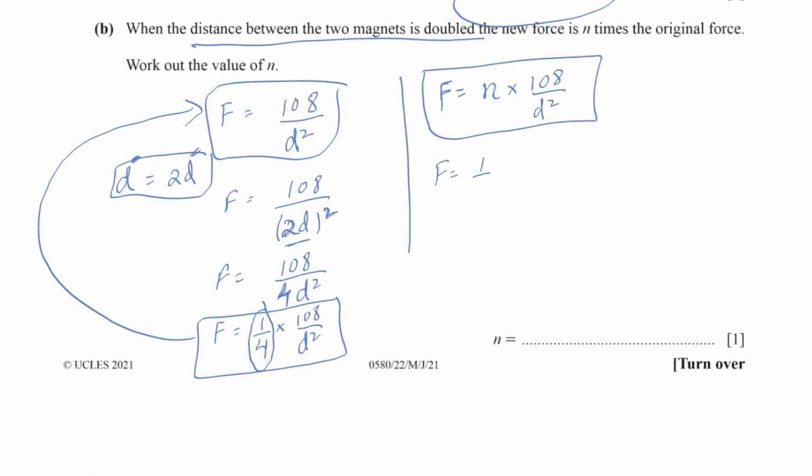F equals 1 by 4 times 108 by d square. So this is the value of n, right? The new force is 1 by 4 times the previous one. So n is 1 by 4, or we can also write it as 0.25. I hope you understand this. Let's move.